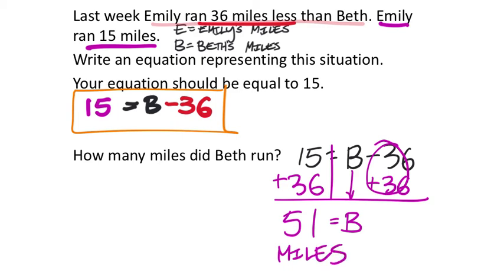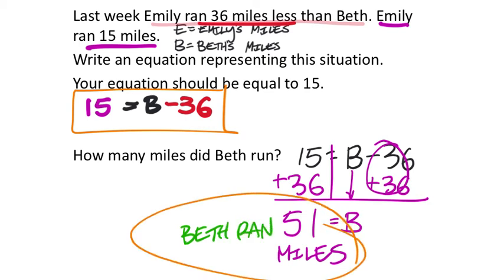But we could say here that Beth ran 51 miles. Boom. Does this work? Well, 51 minus 36 is 15. So yeah, it checks out in the original equation too. But again, on Canvas, when you enter these into the assignment, you have to have both answers.